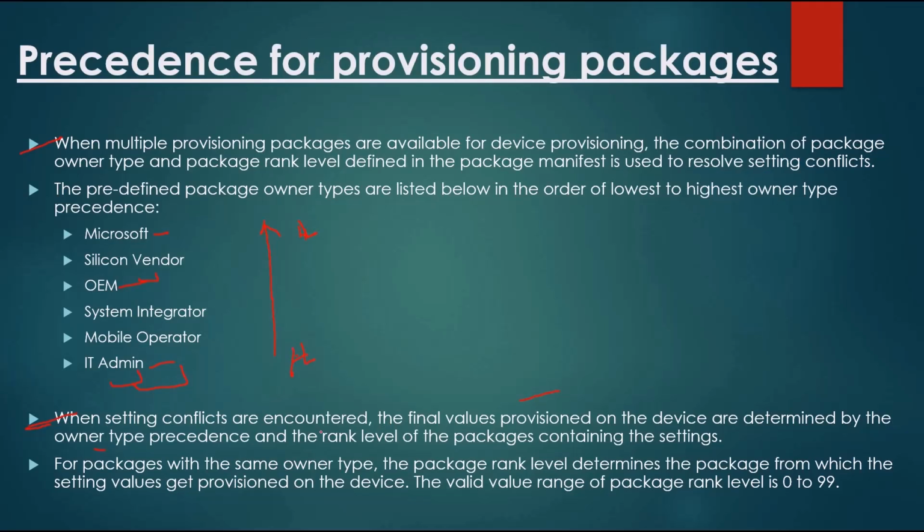Each package has an owner type and a rank level, and the combination of that determines which package is going to proceed, right? The valid value range of the rank is from 0 to 99.